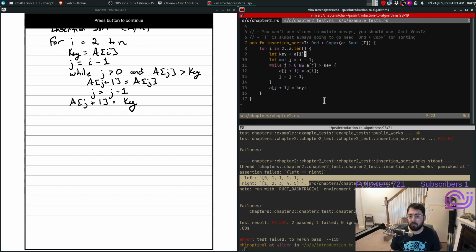Wait, sorry, what? Corman is a great book. I had a dream of implementing all the algorithms in Haskell. That's kind of like where we want to go.